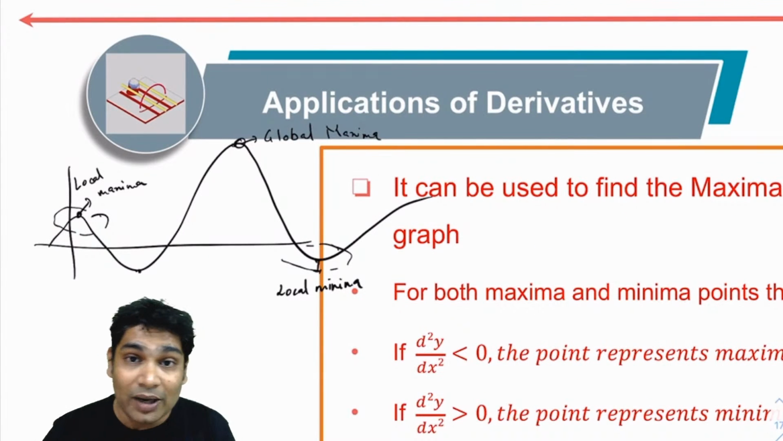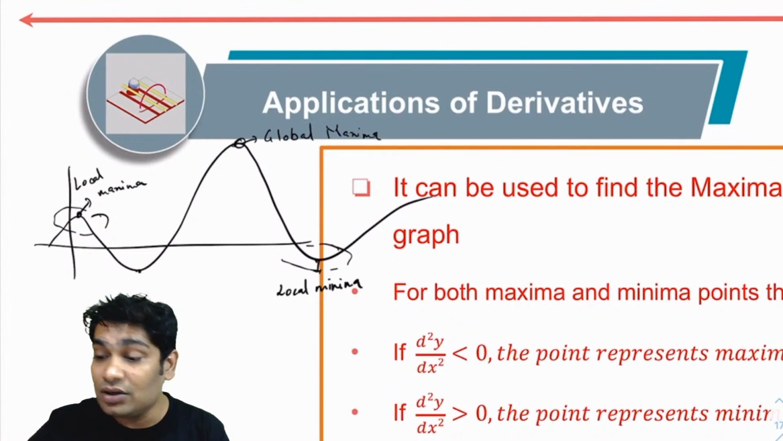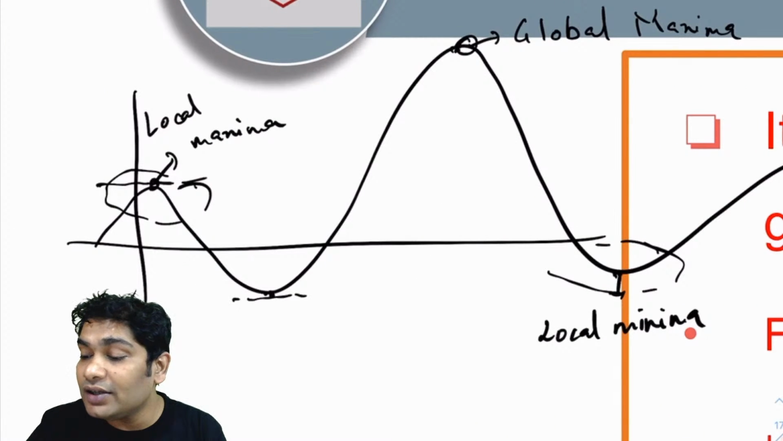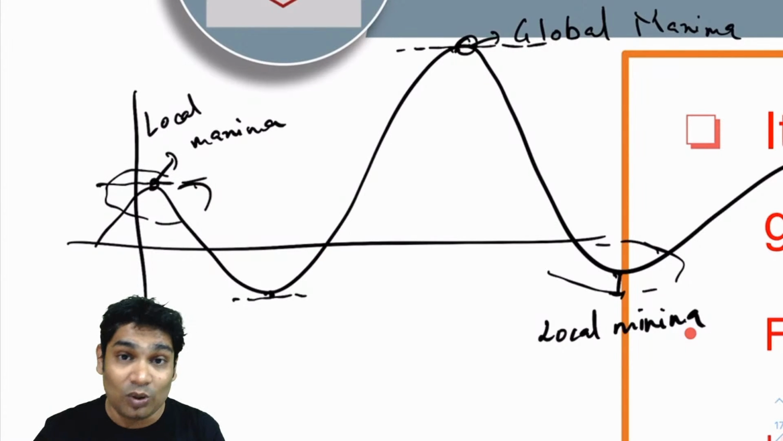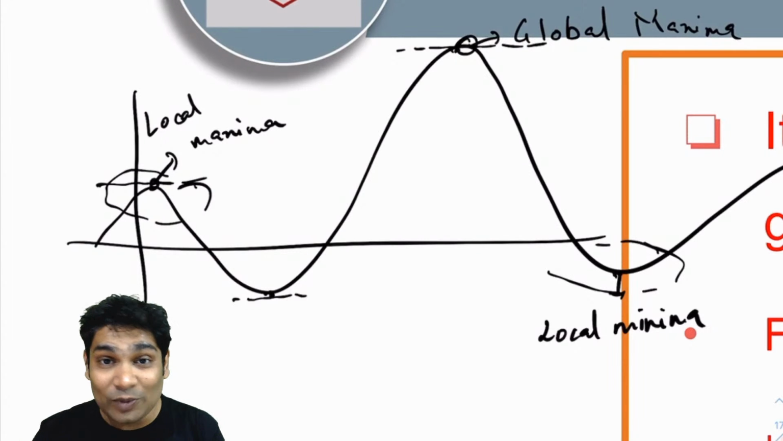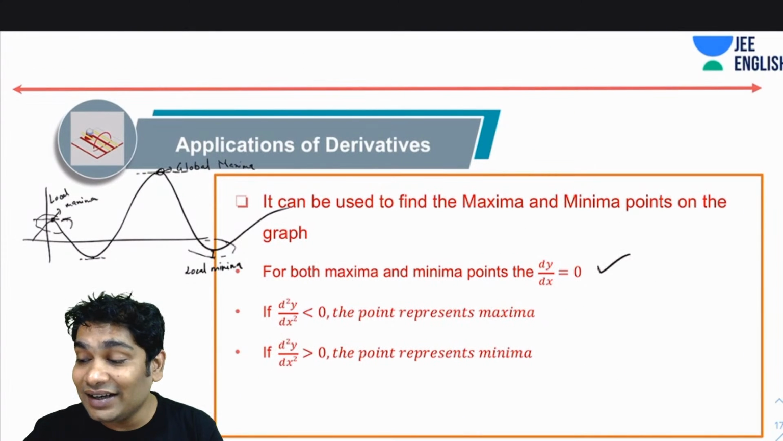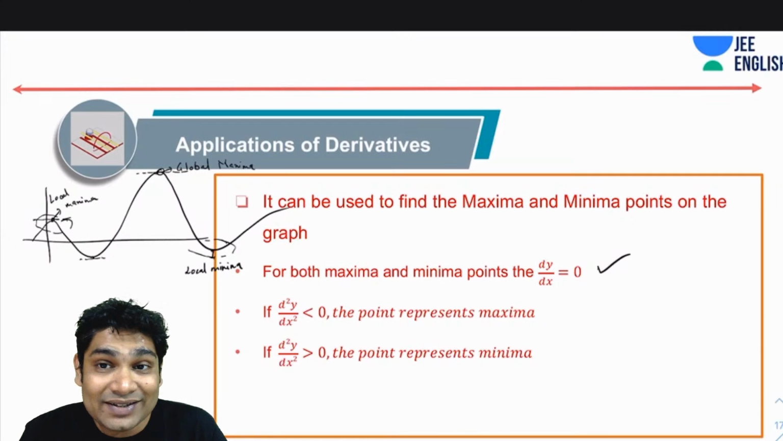But at all these points, you will realize the graph is turning. It's taking a turn from the upward direction to downward direction. So if you draw the tangent here, and here, at all these places, the slope of the tangent is becoming 0. So remember, at all the turning points of the graph, the slope of the tangent becomes 0. So you can use this condition. For both the maxima and minima points, your dy by dx will be 0.